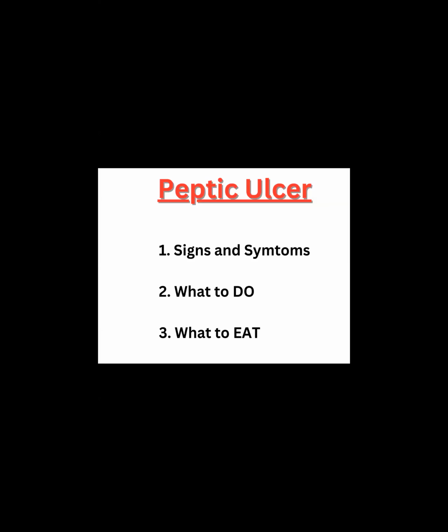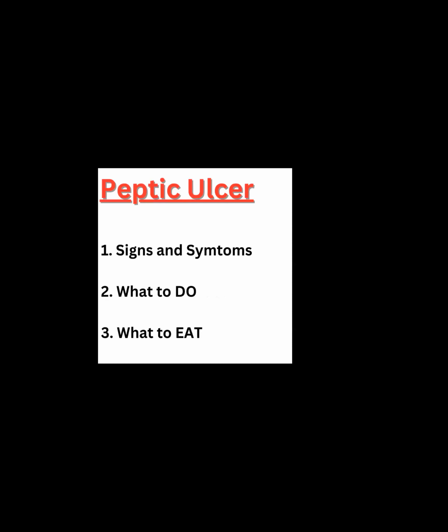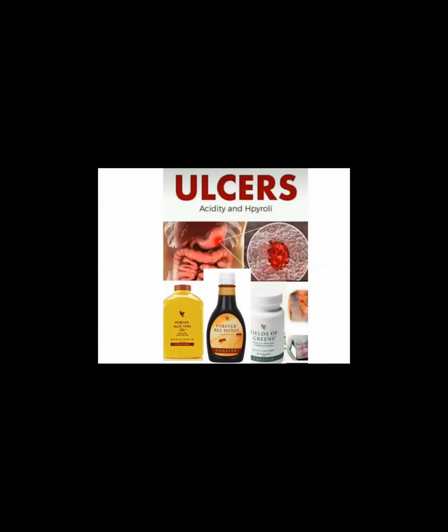So here brings us to the supplementation and the remedy for peptic ulcer disease that we commonly use today. We are going to look at these three products: the Forever Aloe Vera Gel, Forever Bee Honey, and then Forever Fields of Greens. But before I mention anything here, I must tell you that these products are lifesavers to me because I have seen them saving lives.